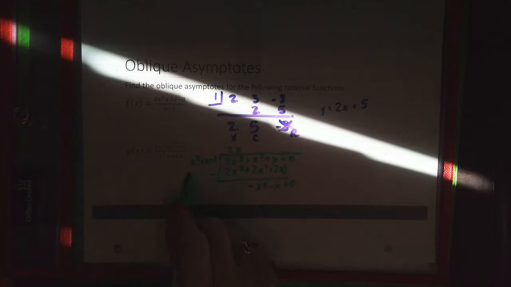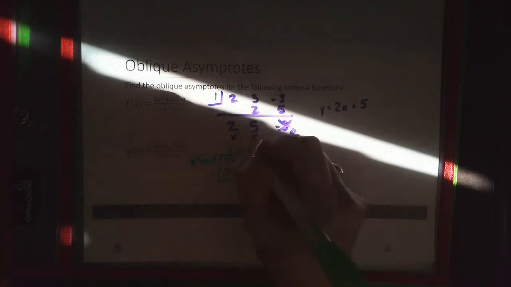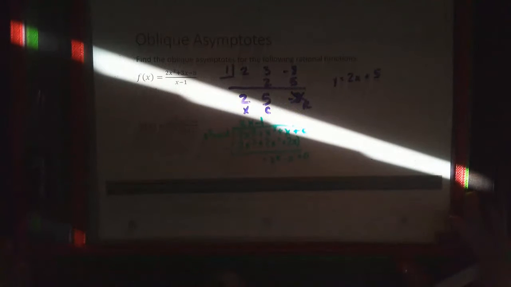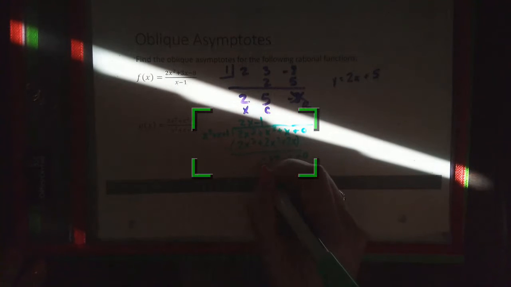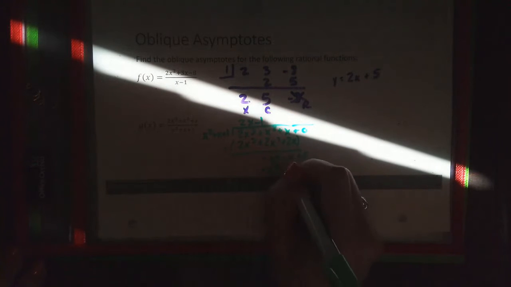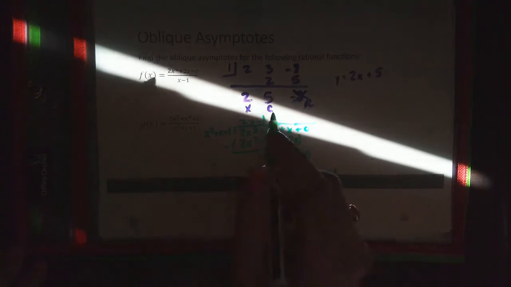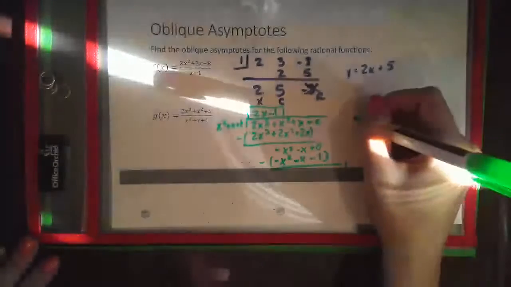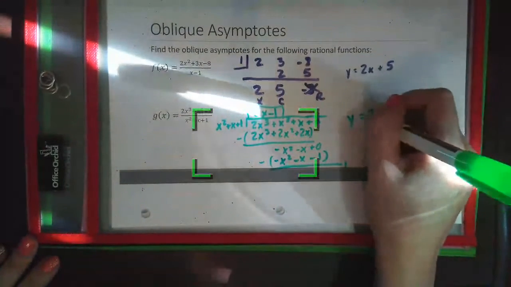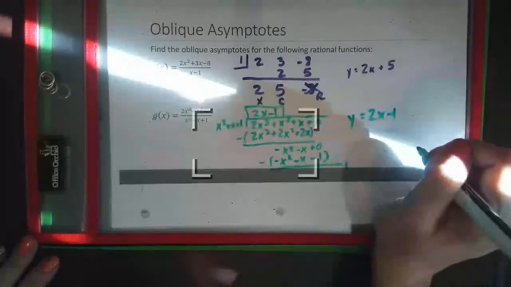I can ask myself, x squared times what gives me a negative x squared? That's a negative 1. So if I multiply my x squared plus x plus 1 by negative 1, I'm going to get a negative x squared minus x minus 1, and I want to subtract that away. The x squareds cancel, negative x plus x is 0, 0 minus a negative 1 gives me a remainder of 1. But I don't care about the remainder. I just care about the quotient. So the oblique asymptote would be y equals 2x minus 1.